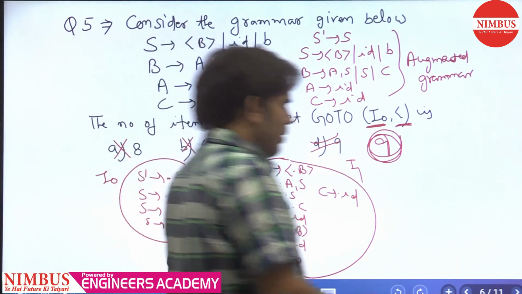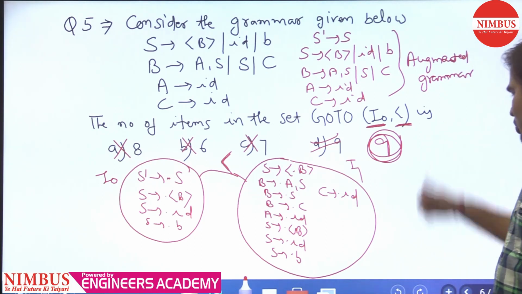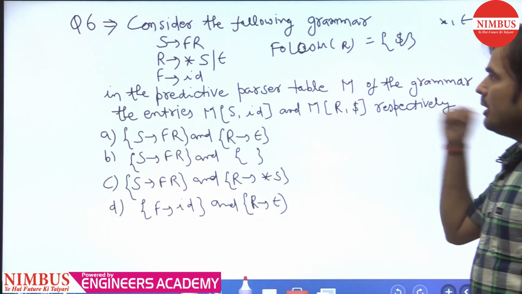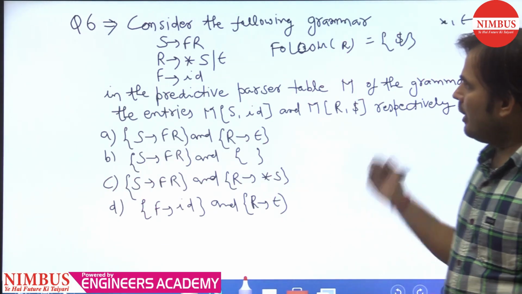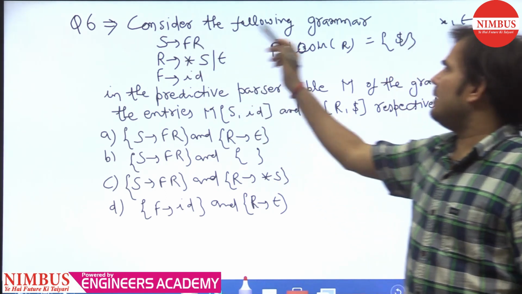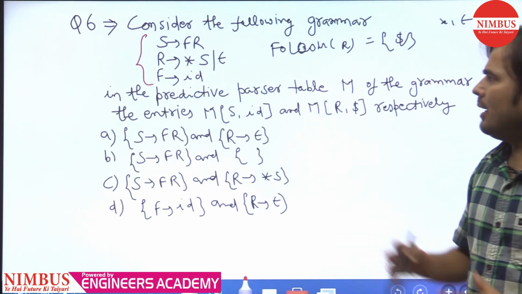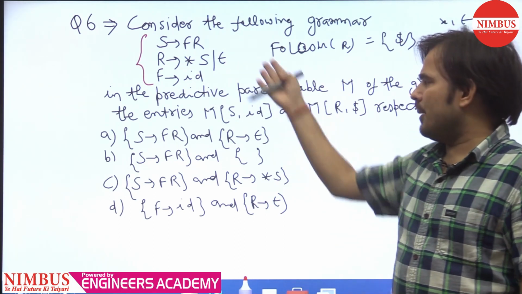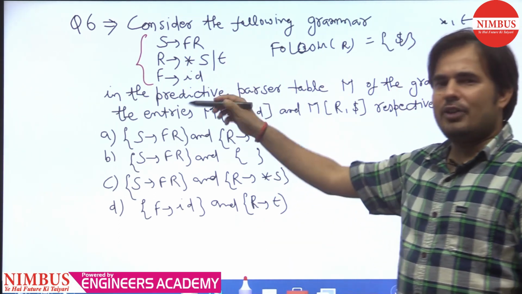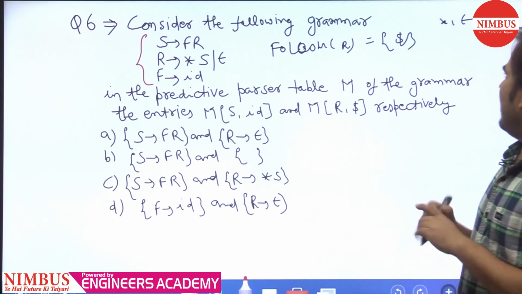Very good question. Okay, so those types of questions they can ask you. This is the next question. Read the question carefully. Consider the following grammar. This is the given grammar. S tends to FR, R tends to asterisk S slash epsilon, and F tends to ID.